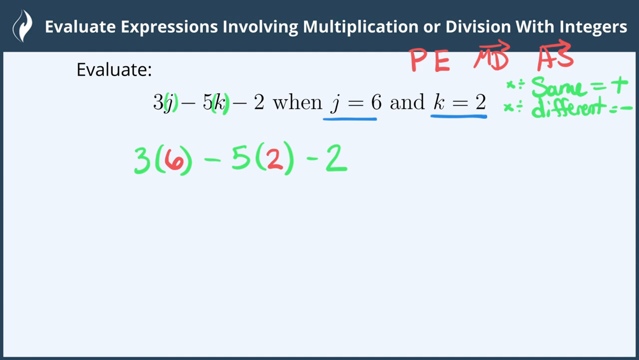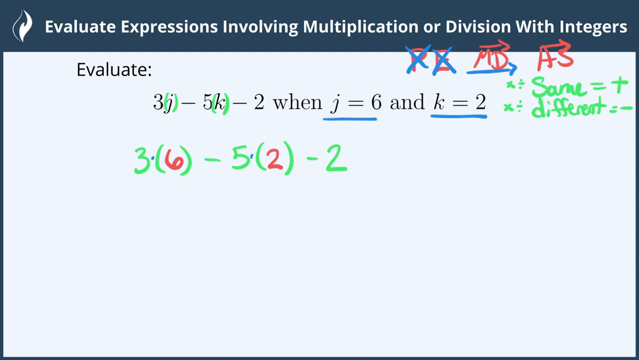I don't have any parentheses that are indicating an operation to be happening inside. These parentheses in ours are indicating that I am multiplying between these numbers. I don't have to have the little dot to multiply. The parentheses are sufficient. I also don't have any exponents, so I can move on to multiplying and dividing from left to right. On this one, I have two operations of multiplication, 3 times 6 and 5 times 2.